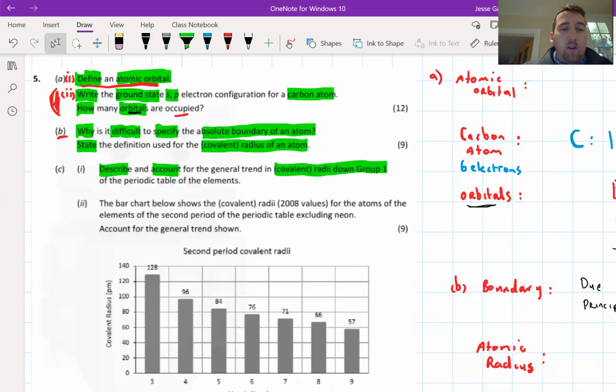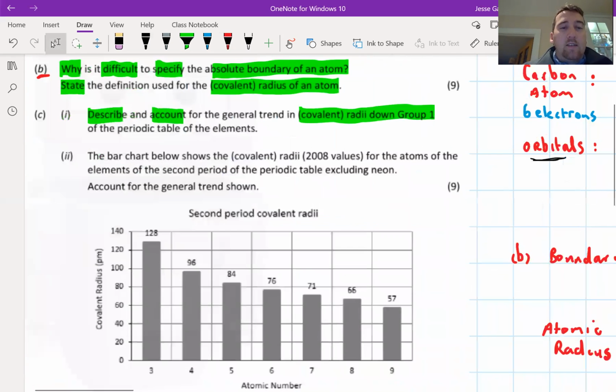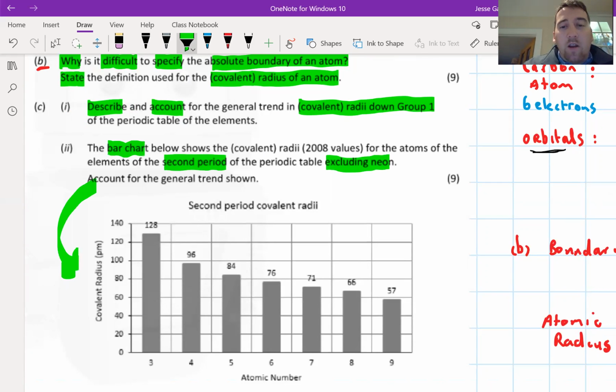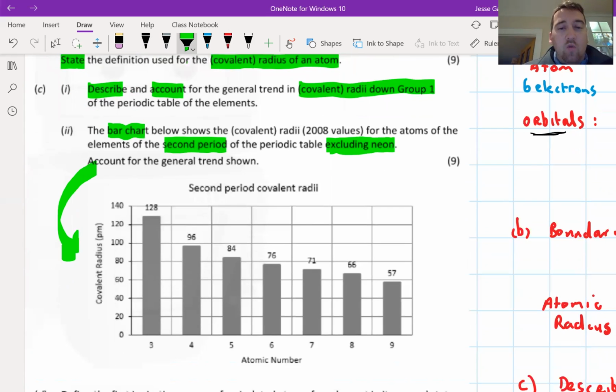Right, let's go back. That was 9 marks, was it? No, that was only for the first part. It says the bar chart, so it's referring to something. It must be this one down here. What does it show? It shows the covalent or the atomic radius for the atoms of the elements of the second period. So we're going across a period of the periodic table and it excludes neon. So we don't have neon. Account for the general trend shown. Okay, so there's the question.